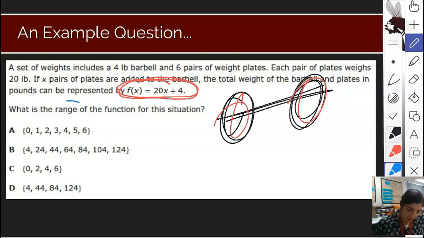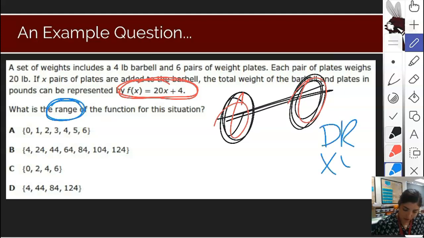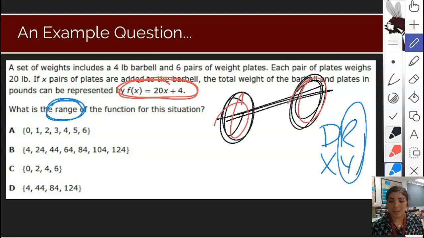Now the question says, what is the range of the function? We see range, we think Dr. XY, and we know we're talking about the outputs, not the inputs. Not how many weight plates I can put on there, but the output, how much weight it is. Now it says we have 6 total pairs of weight plates, so that's how many we can put in. That's not what we're getting out. We don't want the in data, we want the out data.